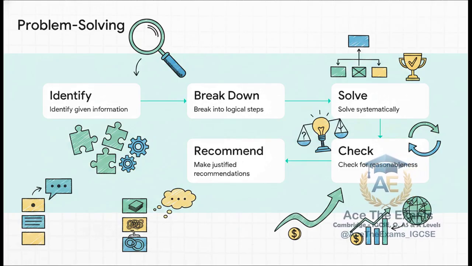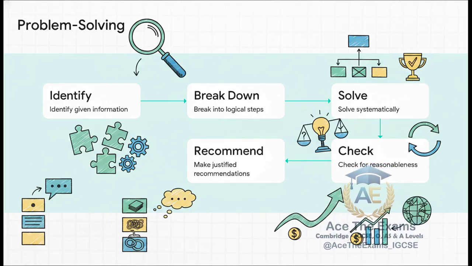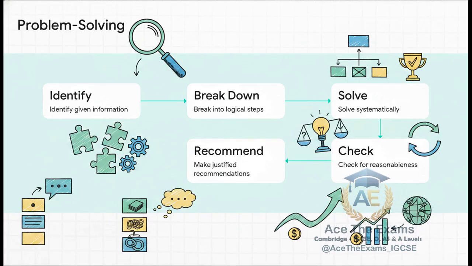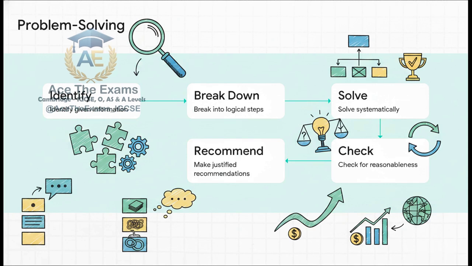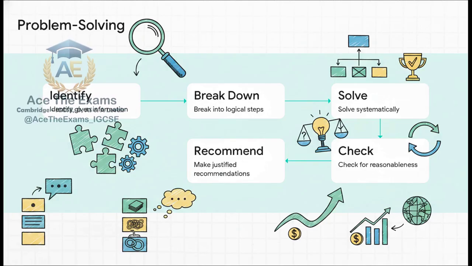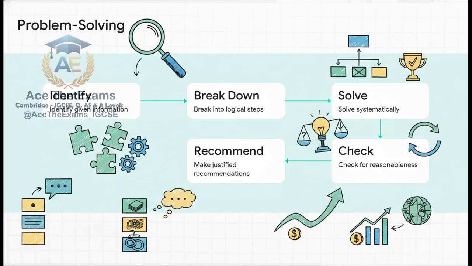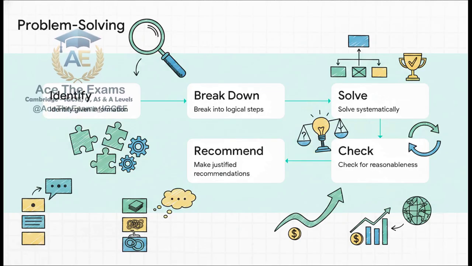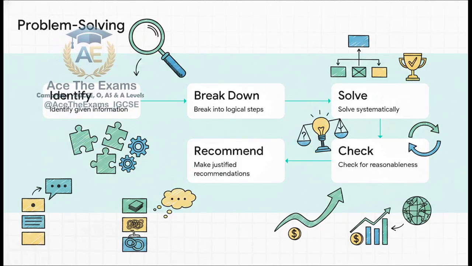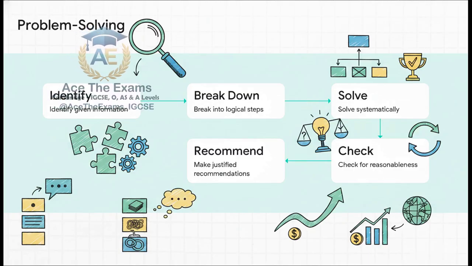When you realize you are losing the thread, you need to deploy the mandatory deconstruct, solve, evaluate protocol. First, identify the info. Break it down into logical steps. Solve systematically. Check for reasonableness and make justified recommendations. If you make a sweeping point that peace brings economic growth, you cannot just leave it there. I cannot give you a mark for a statement of fact. You must explain why. Perhaps it's due to the resumption of international trade. And then you must explicitly link it back to the question's core premise. This is the PEEL structure in action. Point, evidence, explanation, link. It is the ultimate tool for flawless argument connection.